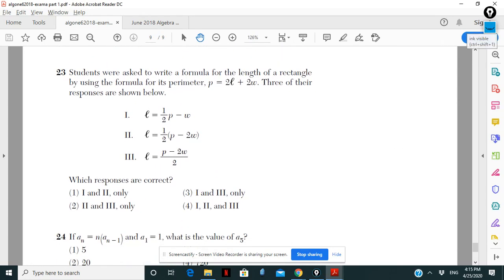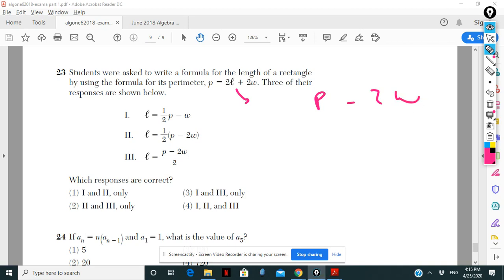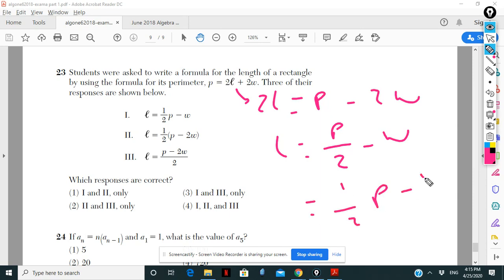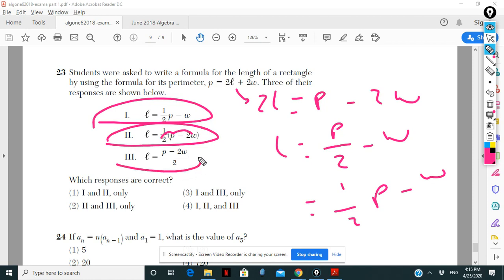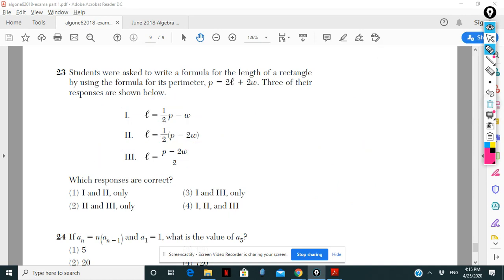Question number 23. Students were asked to write a formula for the length of a rectangle. There are three responses. The first response: b minus 2w equals 2l. I can divide by 2, so l equals b over 2 minus w, which is the same as half b minus w. So 1 is correct. If you distribute, it gives the same equation, that's correct. And that's also correct. If you divide, it gives you the same answer. So the answer is 4, all of them are the same formula.